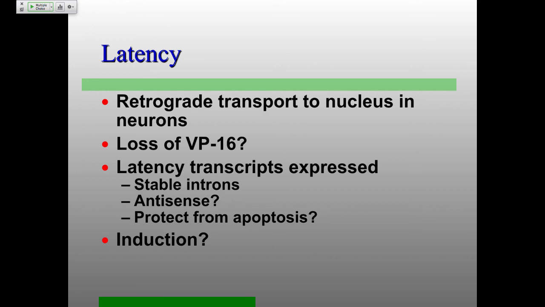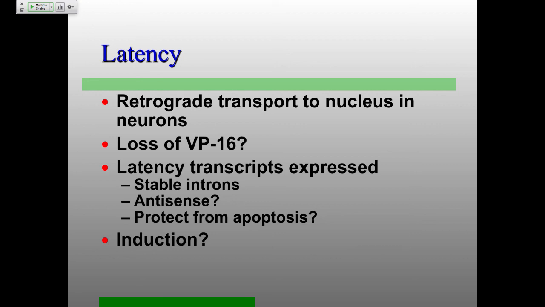You don't have VP16, you're not going to be able to turn on all of the alpha proteins, which you're going to need to turn on the beta proteins and the gamma proteins. So it may just be this distance which is being moved, which seems really bizarre, that you just have a distance being an effect in terms of whether this is going to be a latent infection or not. But that does seem to be, to some extent, the question.